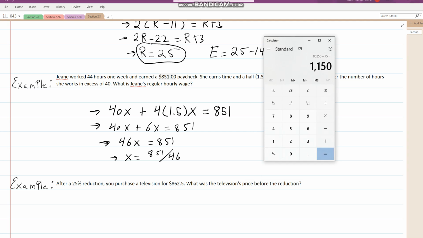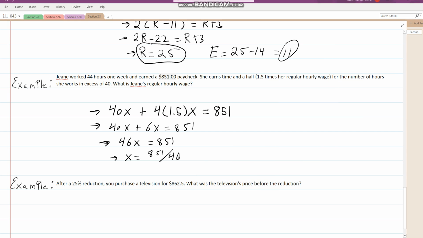I think I know what the answer is. Let's see if I can do it. 851 divided by 46. Yep, I knew it was around 19. So it's 18.5. So that would be the regular wage, not the overtime wage. Okay, so that one wasn't too bad if you know what to do.